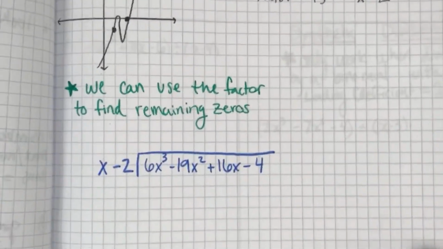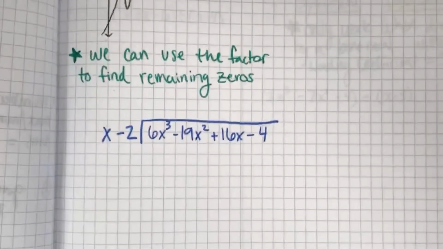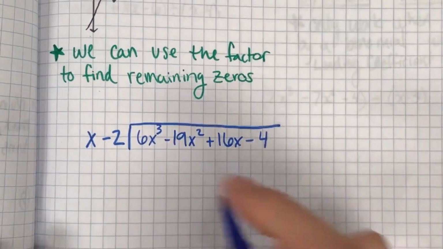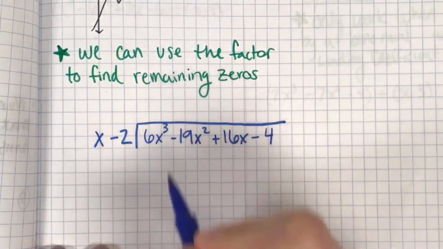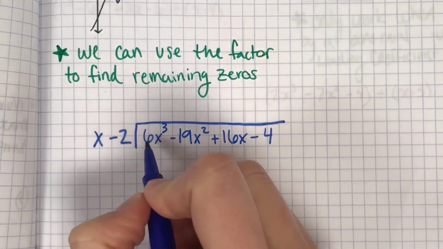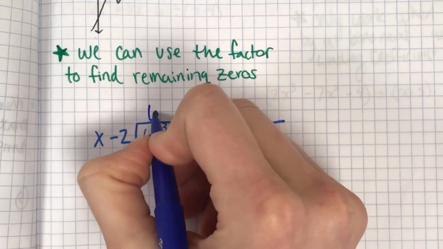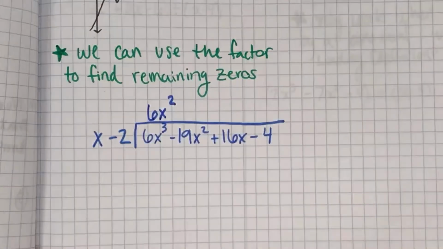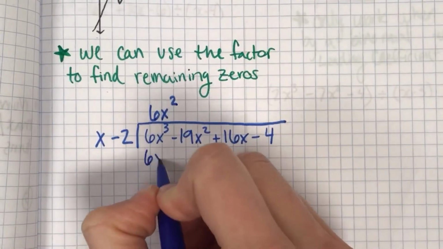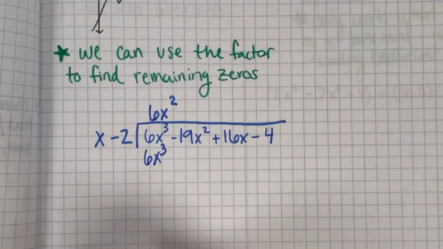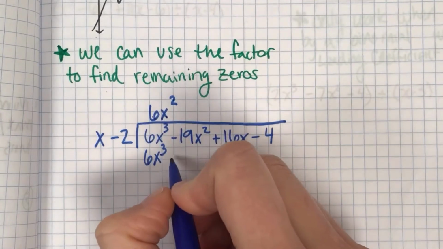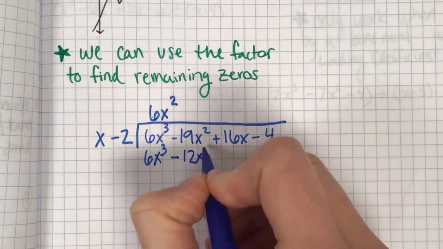So with long division, we are going to first start by seeing how many times can x go into 6x cubed. So essentially we're thinking x times what will give me 6x cubed. So that'd be 6x squared. So then if I take 6x squared times x, it should equal 6x cubed. And then I'll take my 6x squared and multiply it by -2. That would give me -12x squared.